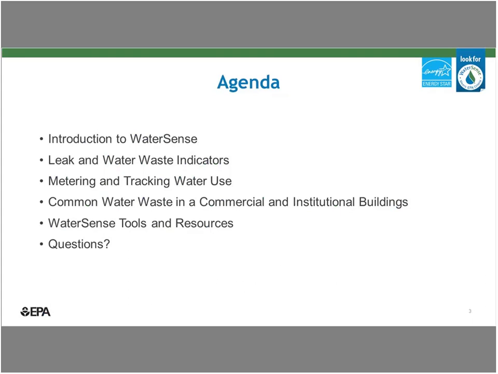Today we're going to go through a few items. We're going to start with just an introduction to WaterSense and why you should care about water. We're going to talk about some leak and water waste indicators, as well as some ways to meter and track your water use to try to get a handle on what's going on. Then we'll also go over some common water waste that is found in commercial and institutional buildings, so you have some things you can look out for. Then we'll go over some tools and resources that WaterSense has put together to help you do this. And then finally, we're going to go over questions at the end, but if you have them as I'm talking, you can just type them in the chat box and we'll go through them at the end of the presentation.